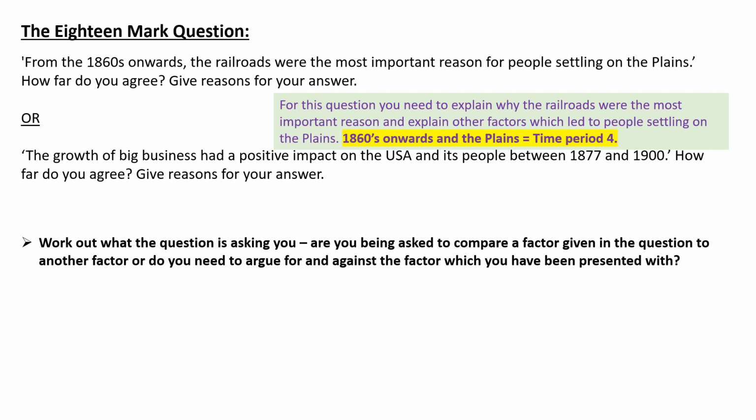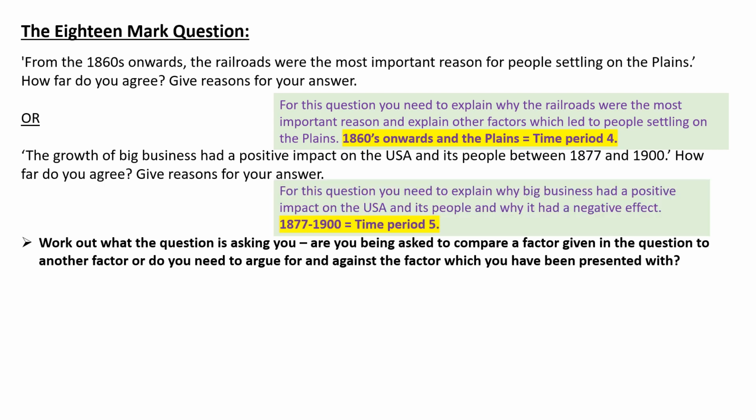This question is asking us to explain why big business had a positive impact on the USA, and then your paragraphs that are in contrast to this are explaining why big business had a negative impact. And again, our time period here, 1877 to 1900, you need to know that this is our 5th time period, our last time period. This question historically hasn't been answered very well. Lots of people don't tend to see that big business is this last time period, so it's really, really important that we recognise the dates so that we can make sure that our evidence is applicable to the question.